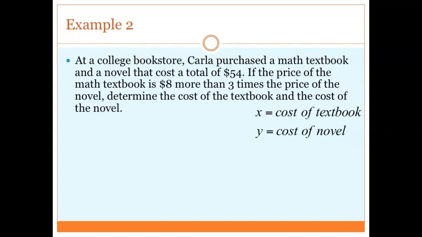Now we know that Carla purchased a math textbook and a novel, and that cost $54. So x plus y equals 54. The other thing we're told is that the price of the math textbook is $8 more than 3 times the price of the novel. So the price of the math textbook, that's x, is 8 plus 3 times the price of the novel, so 3 times y. So x equals 8 plus 3y.